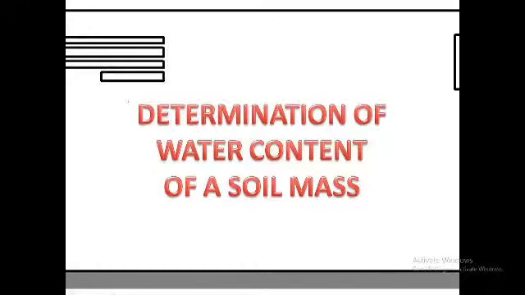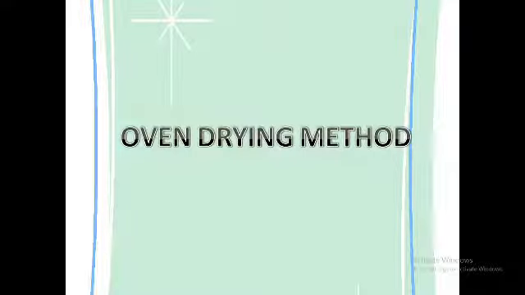So, in this video, we will be dealing with the determination of the water content of a soil mass, that is, how to determine the water content of a given soil mass through various methods. We will be dealing with a total of 3 methods, 2 of which are laboratory methods, and the third one is the field method that is readily used in the construction sites. So let us begin. First method that we have is the oven drying method.